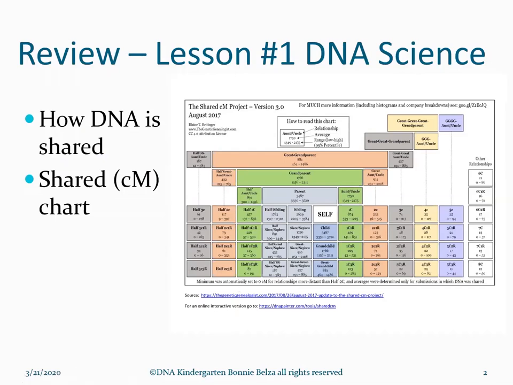In lesson one, we covered DNA science, and the important thing from lesson one is that we covered how DNA is shared with our matches and our relatives, and we introduced this handout, which is available under lesson one, called the Shared Centimorgan Chart. It was developed by Blaine Bettinger. Using this chart, you can identify the potential relationships that you have to your DNA match based on the amount of DNA that you share. And this is also an interactive chart that you can use on a website called dnapainter.com.